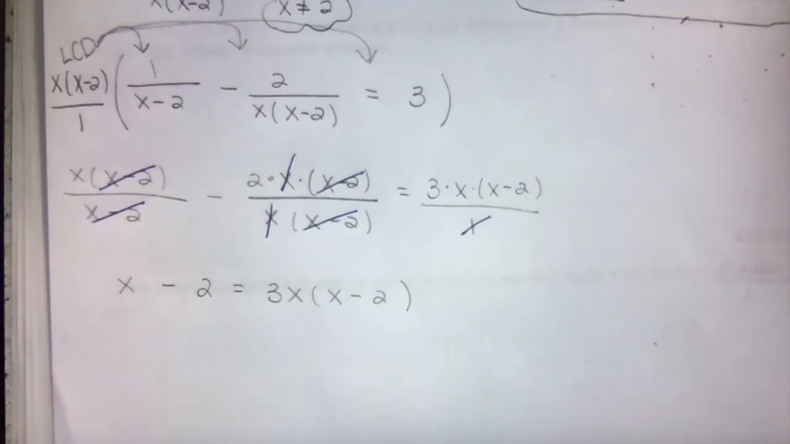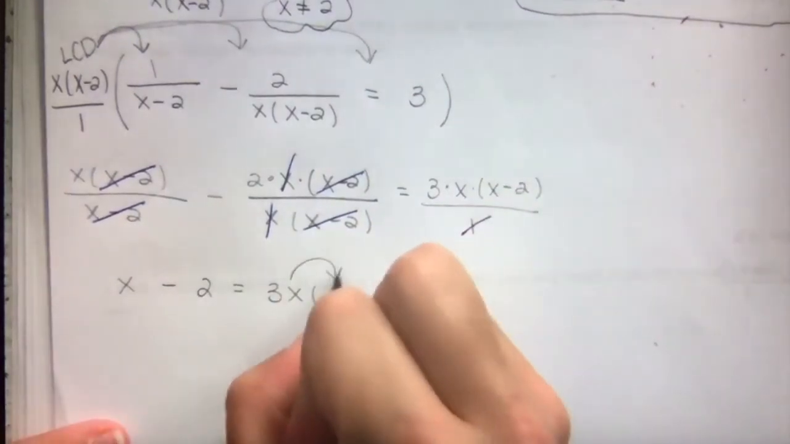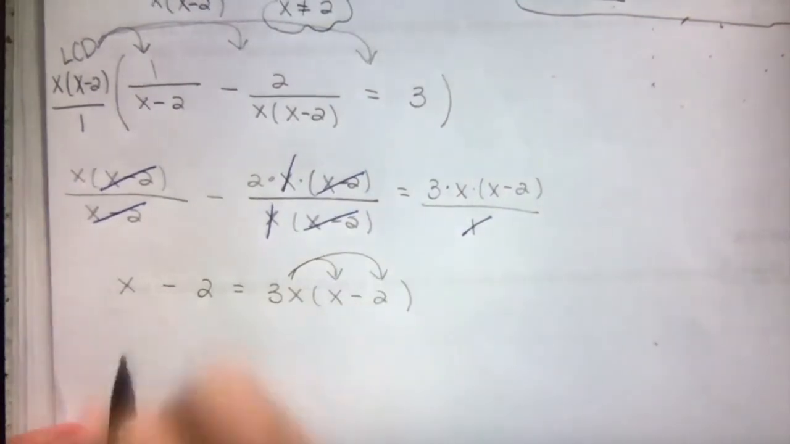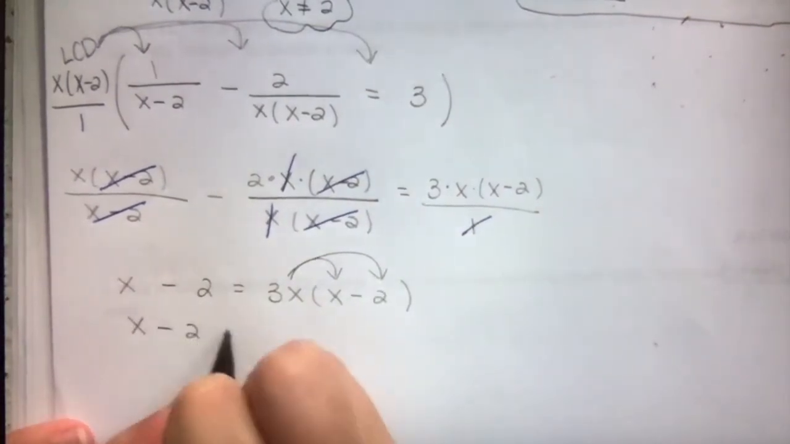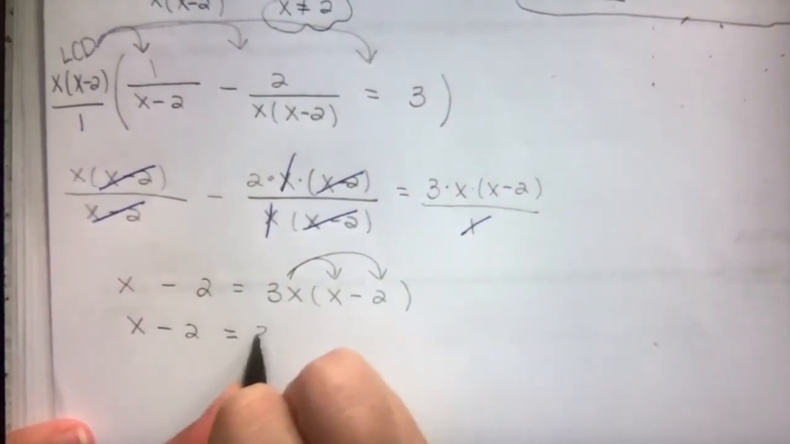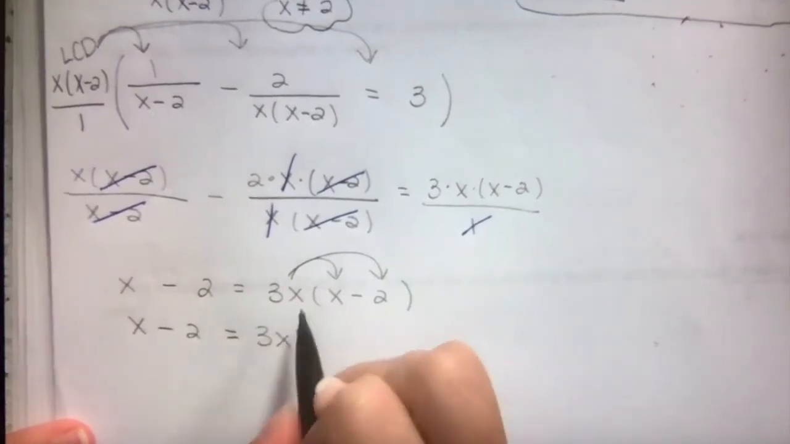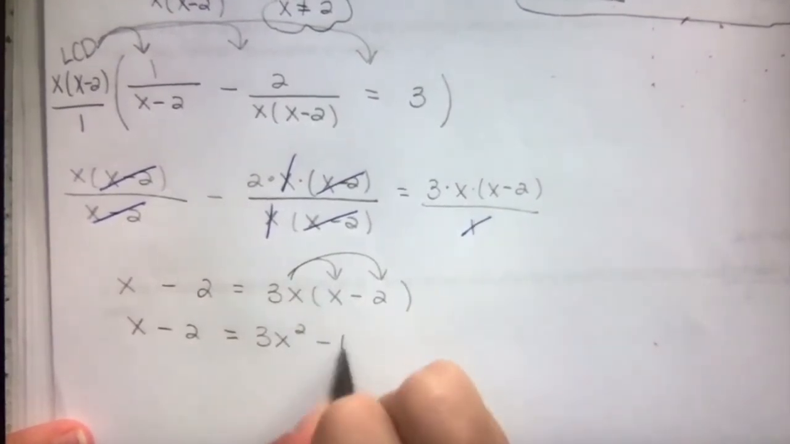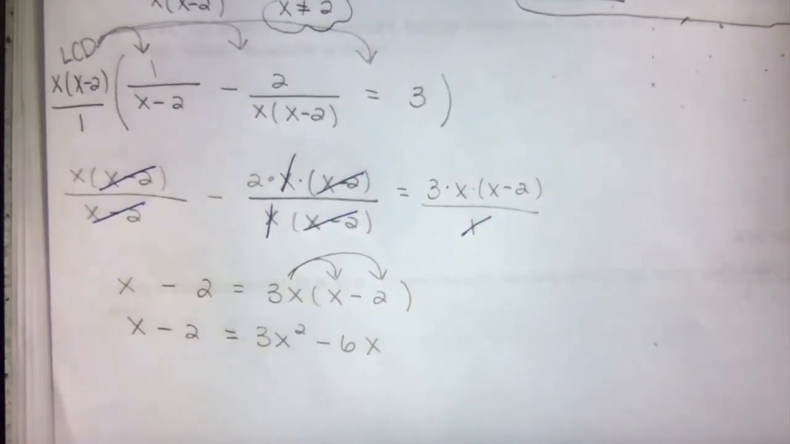Yeah, let's get rid of the parentheses. Let's distribute. So 3x times x minus 2, let's distribute that. We'll be left with x minus 2 equals 3x times x is 3x squared. 3x times negative 2 is minus 6x.